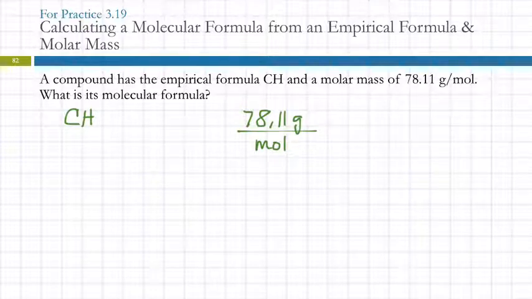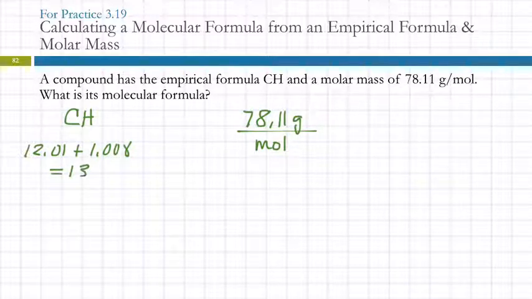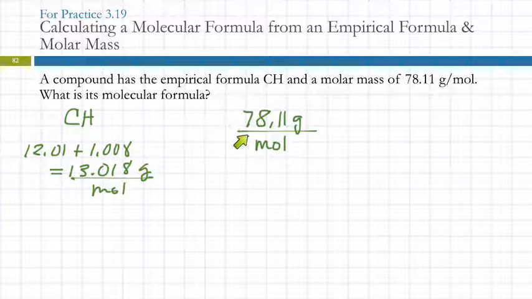Well, what does this empirical formula weigh? Can we calculate the molar mass of the empirical formula? Sure we can. It's the mass of one carbon plus the mass of the hydrogen. And so that's 13.018. So that weighs 13.018 grams per mole. How many times bigger is this than that?